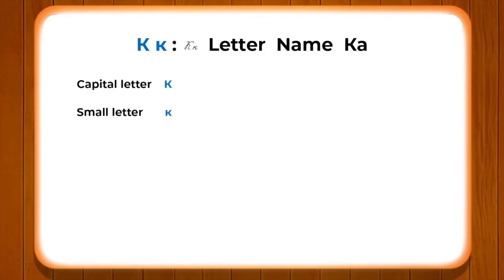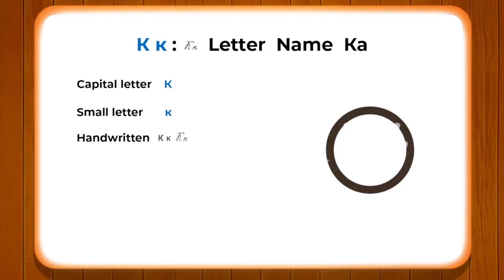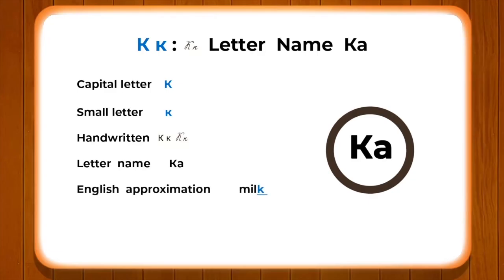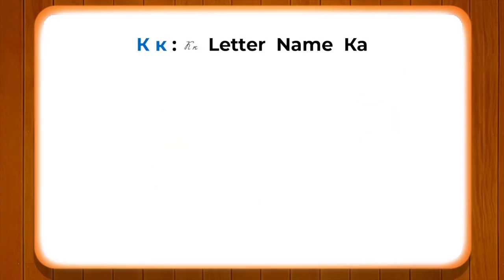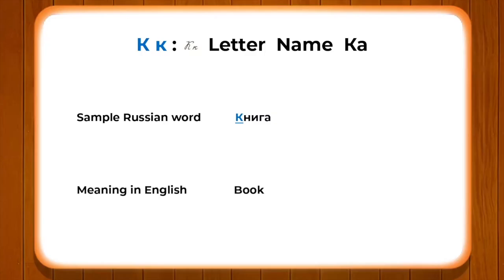Alright, now let's look at this letter. The letter is ka. For understanding it clearly, we have used the English approximation word milk. So k in milk. Likewise we have used a sample Russian word so that you have a fair idea about the sound: k in kniga, which means book.